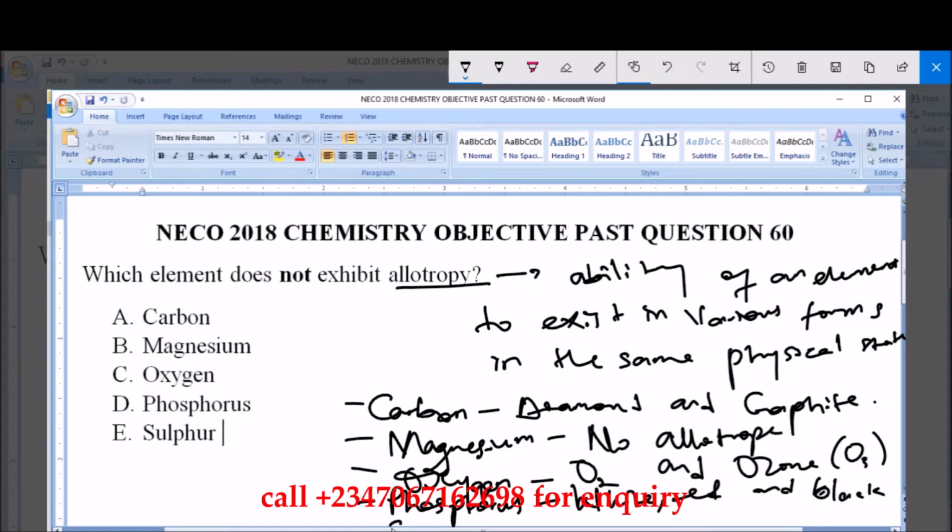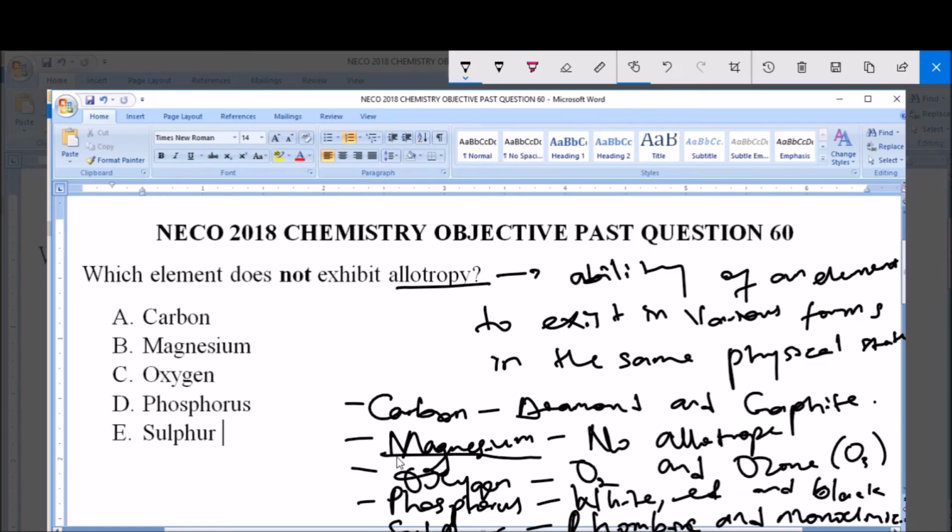Then lastly, sulfur. Sulfur too exhibits allotropy. These are the rhombic sulfur and the monoclinic sulfur. So all these are the allotropes of sulfur. Now you see that from this description, only magnesium here does not exhibit allotropy, that is, it does not have allotropes.